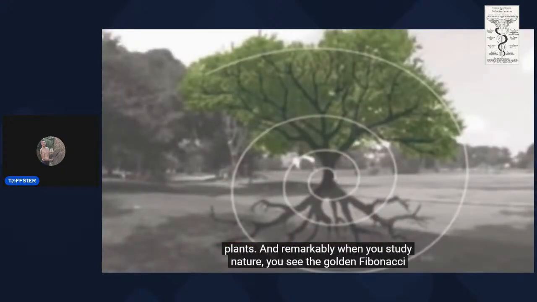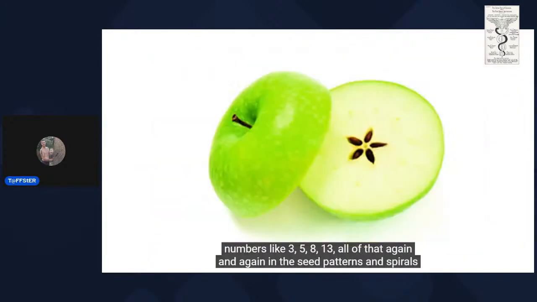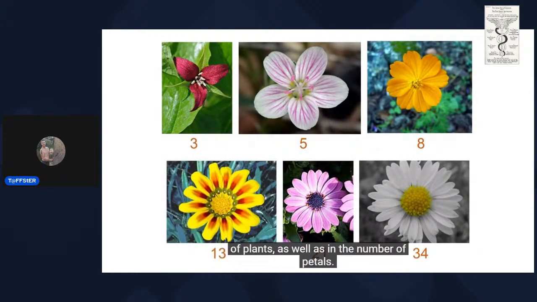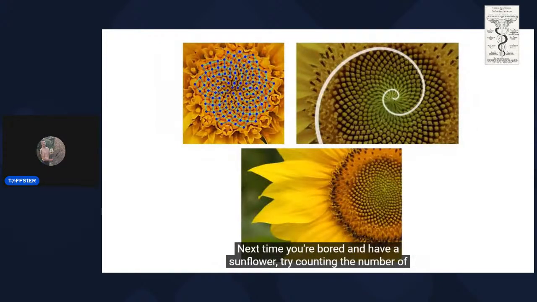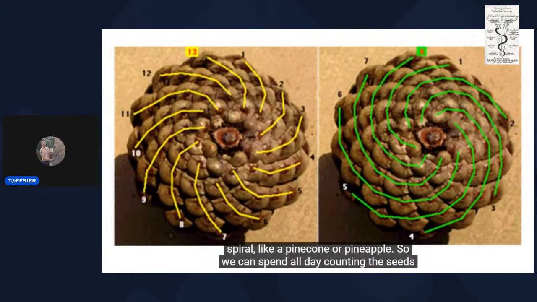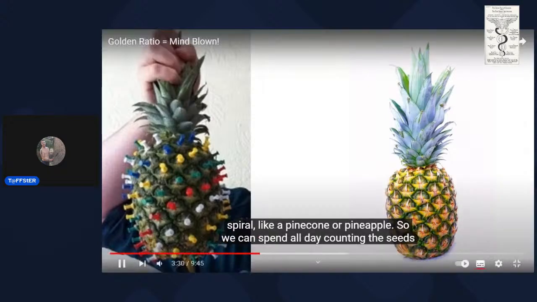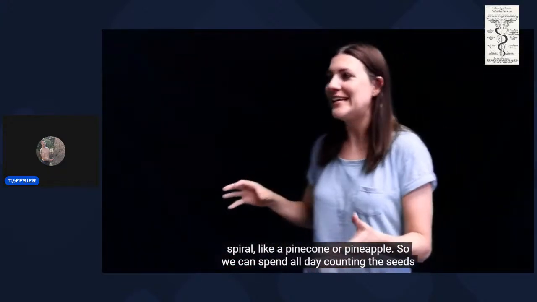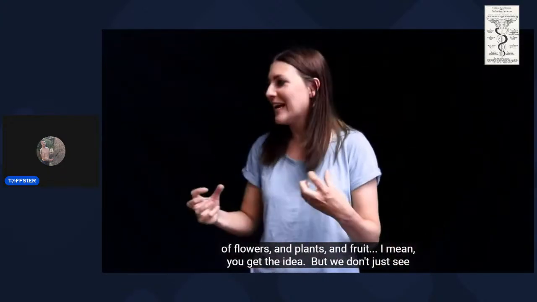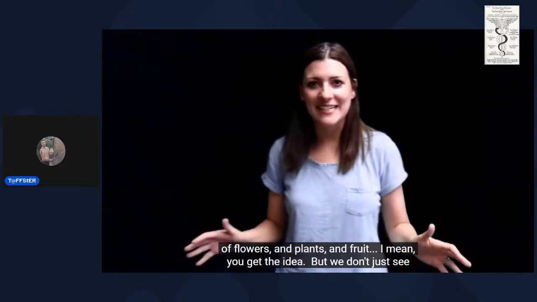And remarkably, when you study nature, you see the golden Fibonacci numbers like 3, 5, 8, 13, all of that again and again in the seed pattern spirals of plants, as well as in the number of petals. Next time you're bored and have a sunflower, try counting the number of seeds in the sunflower spiral, the golden ratio. Or maybe try something else with a spiral, like a pine cone or pineapple. So we could spend all day counting the seeds of flowers and plants and fruit. I mean, you get the idea.